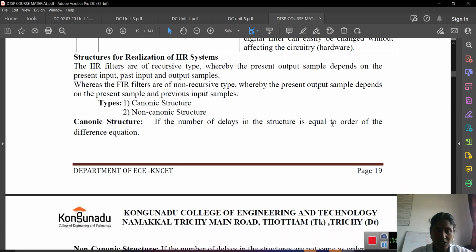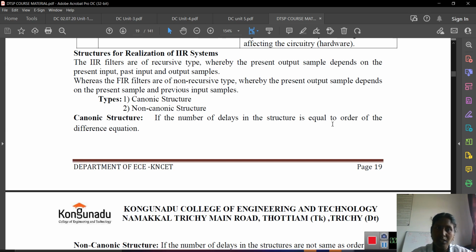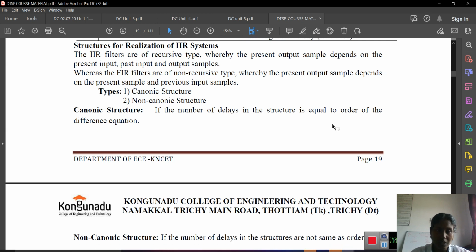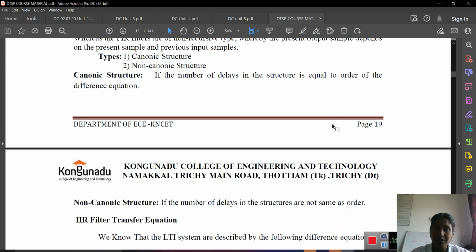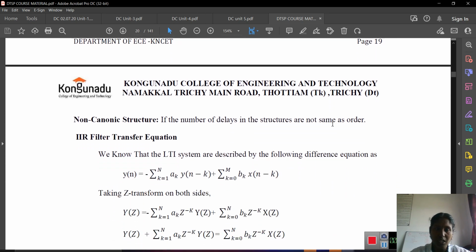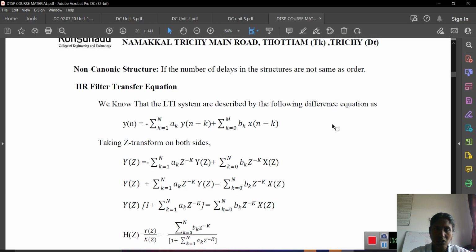Then structure of realization of IIR system. IIR filters are of recursive type, whereby the present output sample depends on the present input, past input and output samples. Whereas FIR filters are of non-recursive type, whereby the present output sample depends on the present and previous input samples. That is the difference between IIR and FIR. The types are canonic structure and non-canonic structure. In the canonic structure, the number of delays in the structure is equal to the order of the difference equation. In the non-canonic structure, the number of delays is not the same as the order.